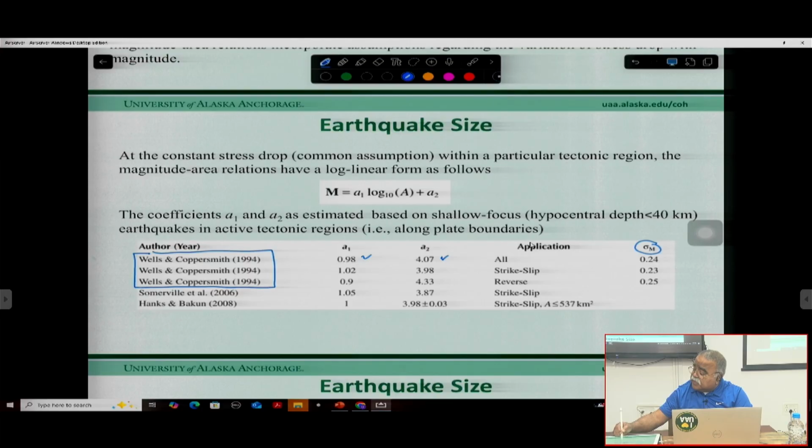So if it is a strike slip fault, then this will be the main part. If it is a reverse fault, then this will be the magnitude. As I told you, all our data are heavily weighted with the California data. Although they had collected data from all over the world, California is still given a little bit more weightage.